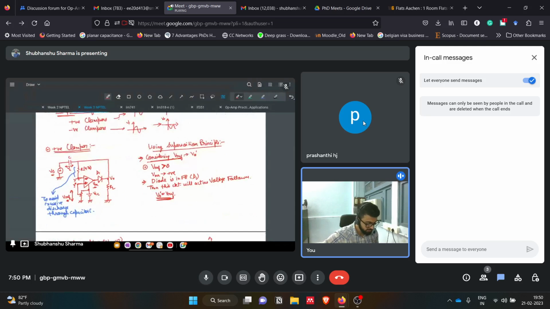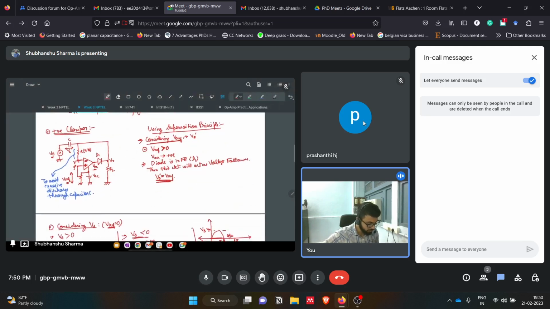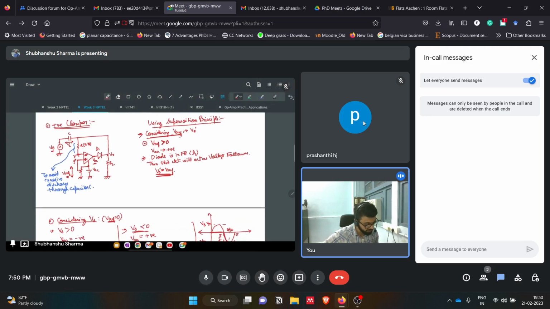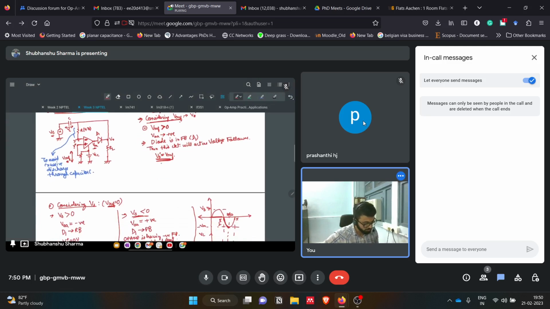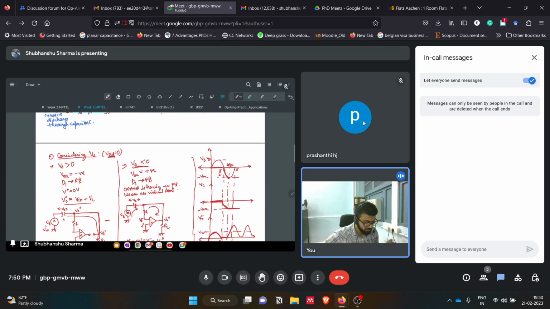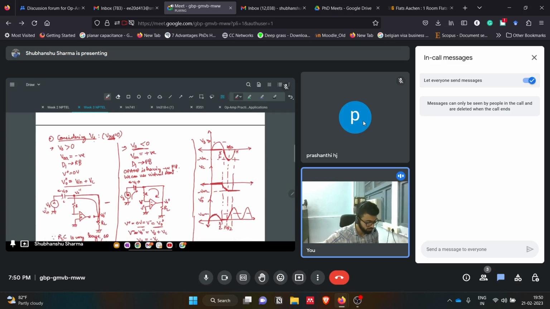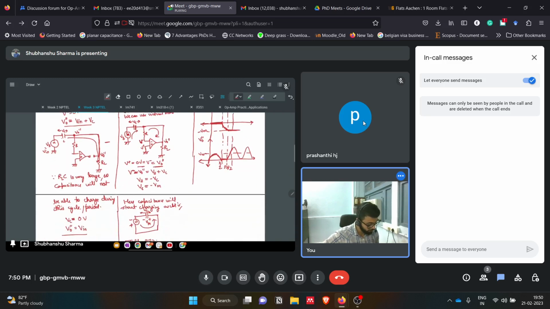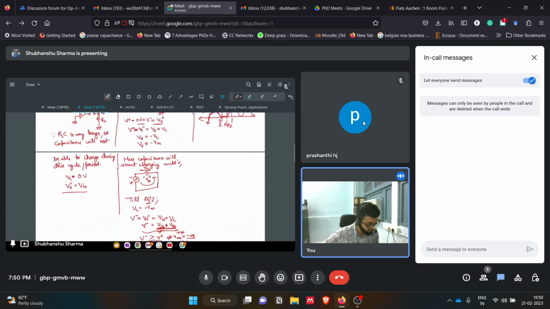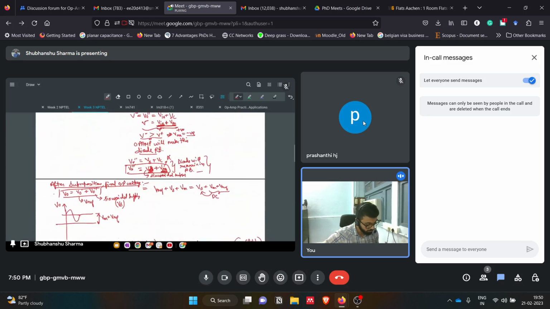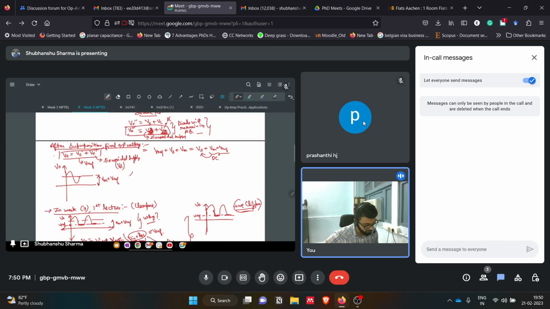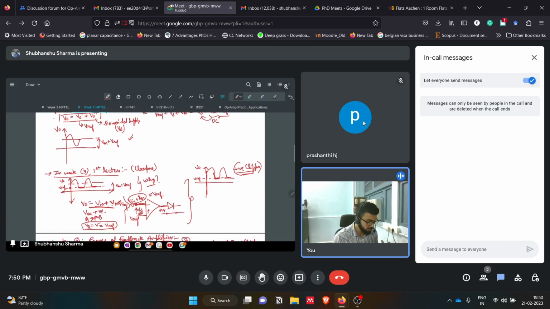Then we analyzed how this clamper circuit worked. For that we used the superposition principle. We first considered Vref and got V naught. Then we considered Vs and got V naught double prime, and after adding both, we got the final output voltage for us.